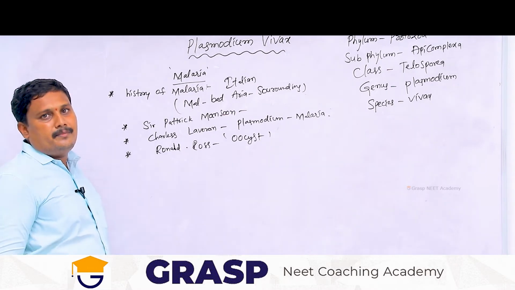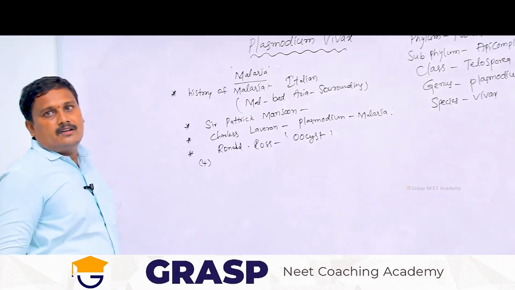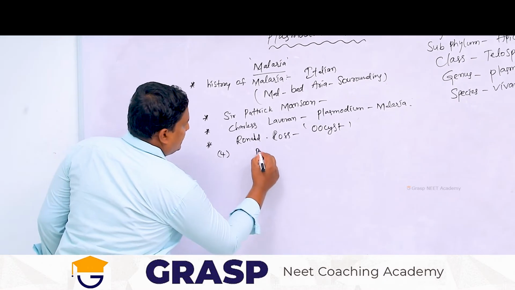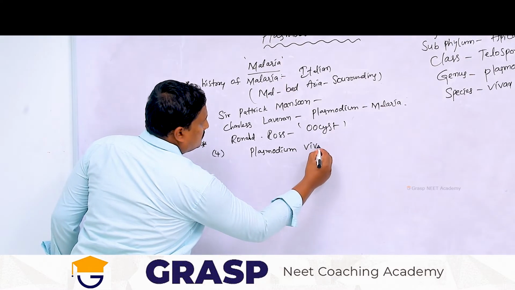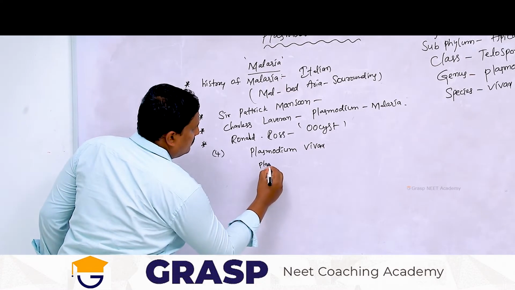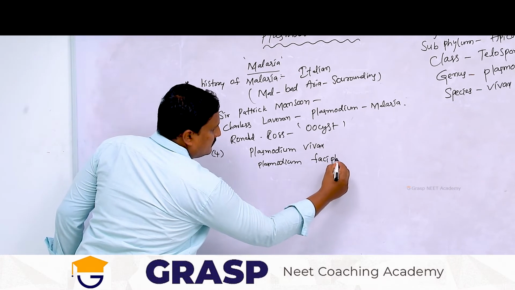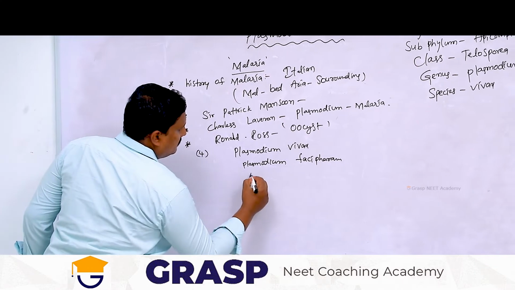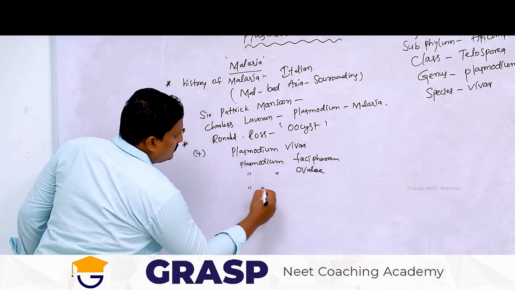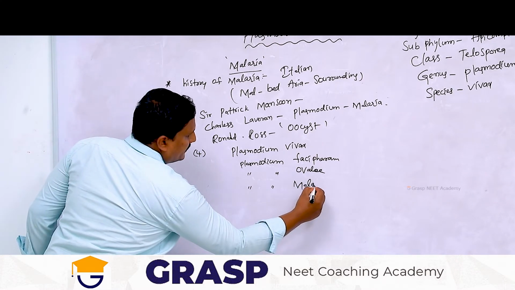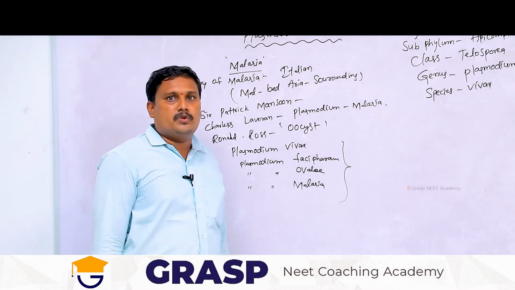Here there are four major species which may cause malaria. The first is Plasmodium vivax, then Plasmodium falciparum, Plasmodium ovale, and Plasmodium malariae. These are the four major species which cause malaria in human beings.